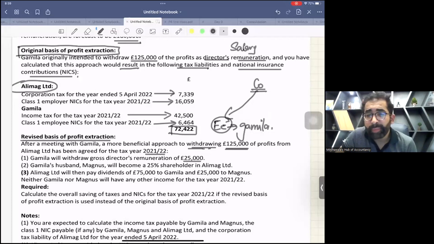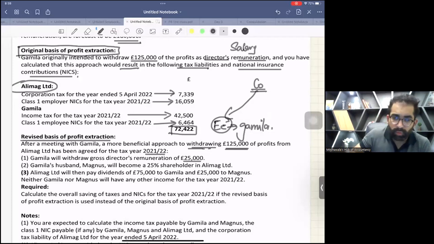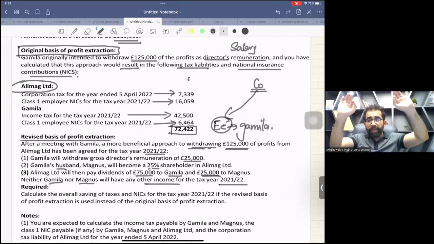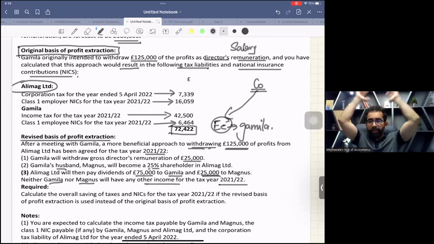Under the new package, Gamila will only receive 25,000 salary. That means the employment income of Gamila is only 25,000 now. Gamila's husband, Magnus, will become a 25% shareholder in Alimag. Alimag Limited will then pay a dividend of 75,000 to Gamila and 25,000 to Magnus. Neither Gamila nor Magnus will have any other income in the tax year 2021-22. This is the new package. Make up your mind, don't rush.